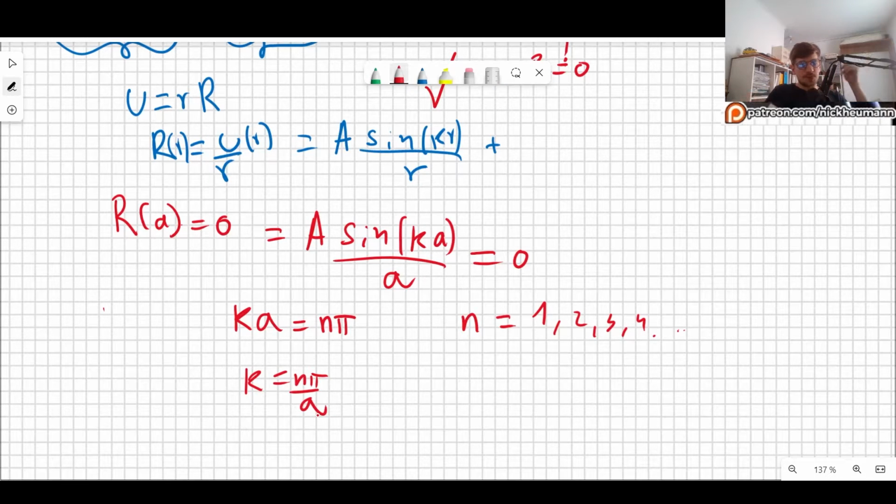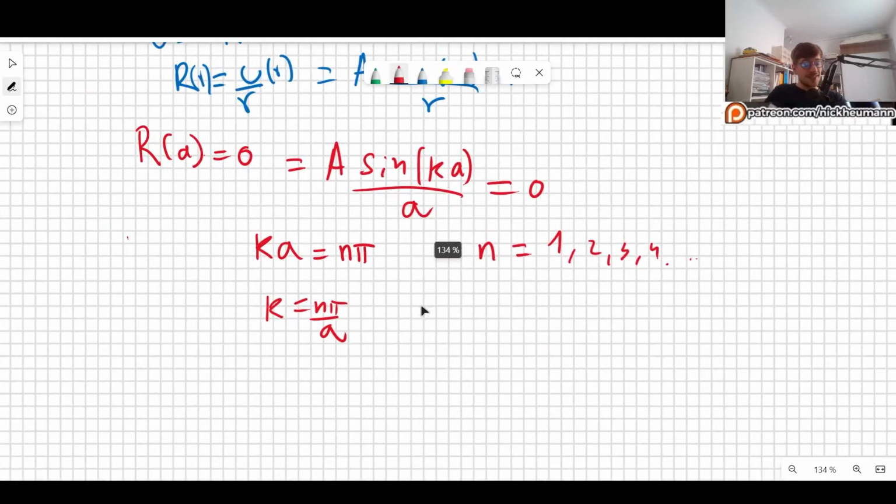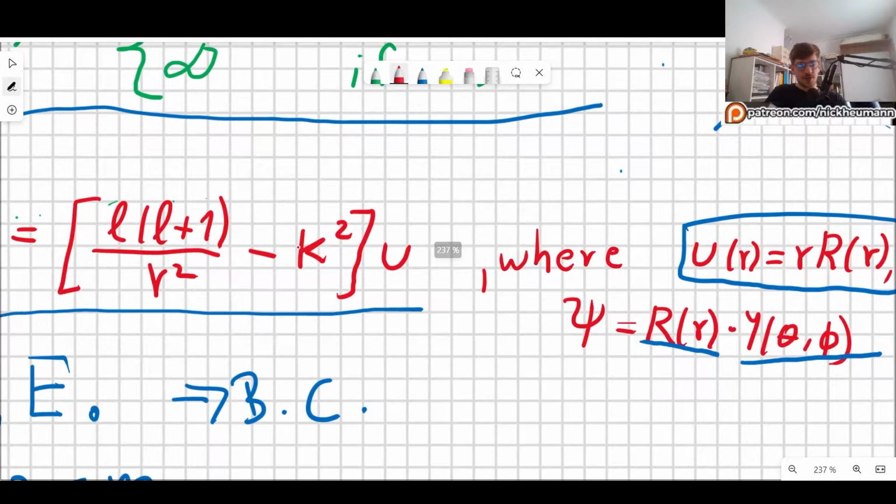So no surprises, we are going to get, or actually maybe a little bit of surprise, depends. But keep in mind that k, which comes all the way from here, right?